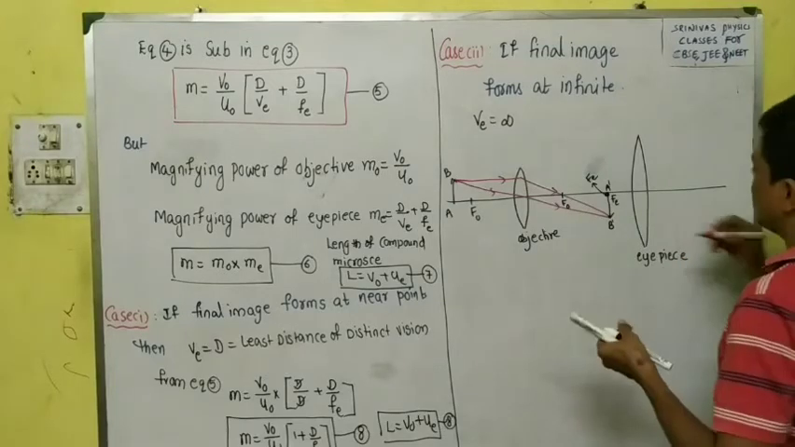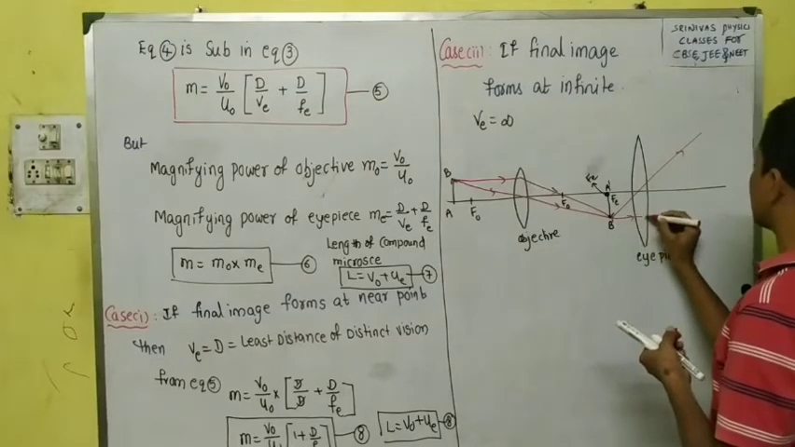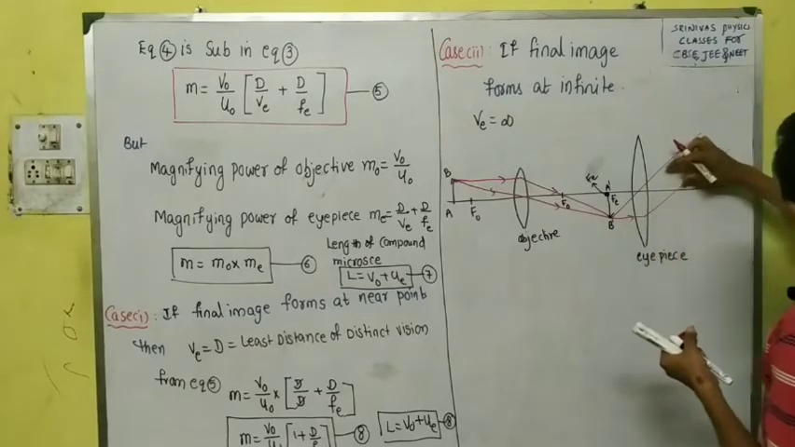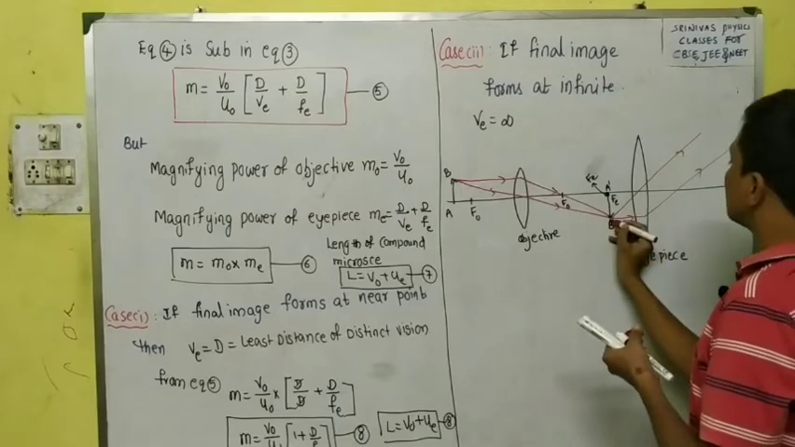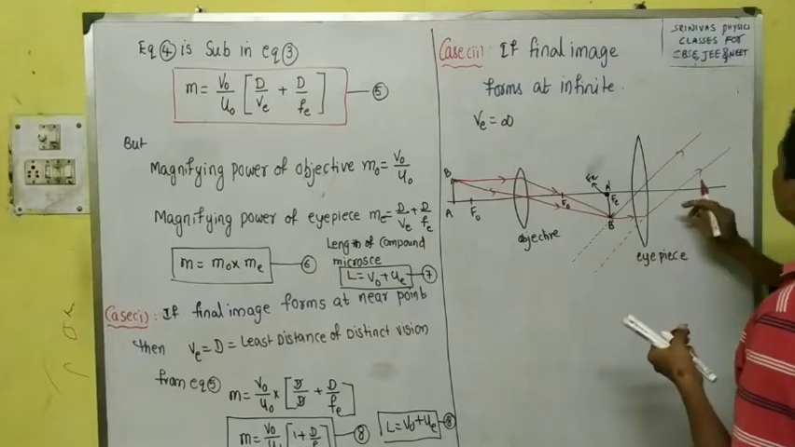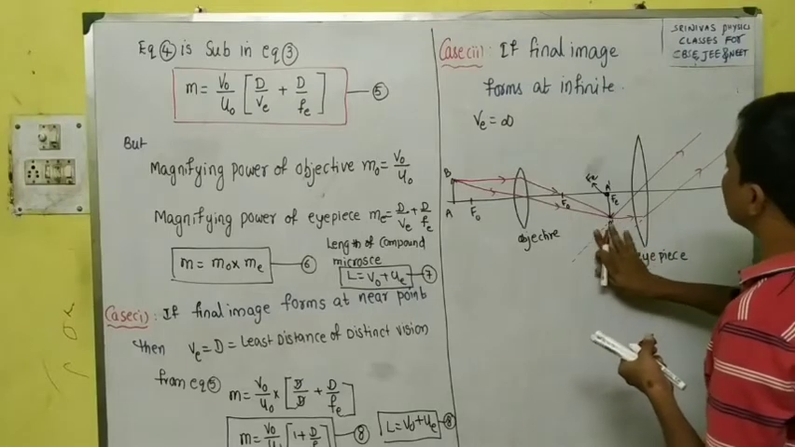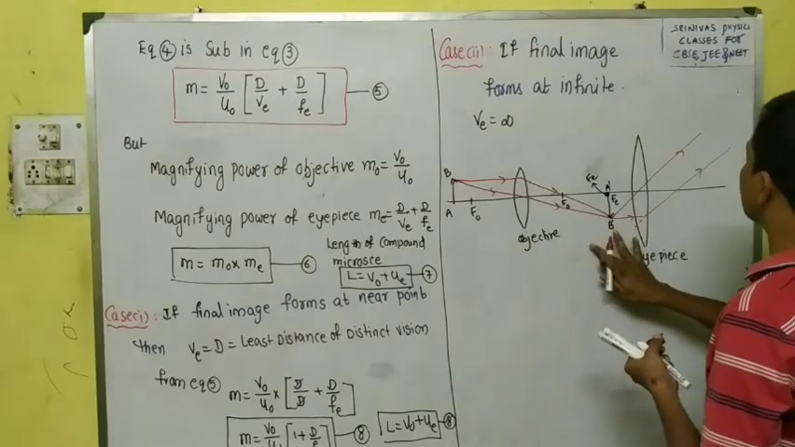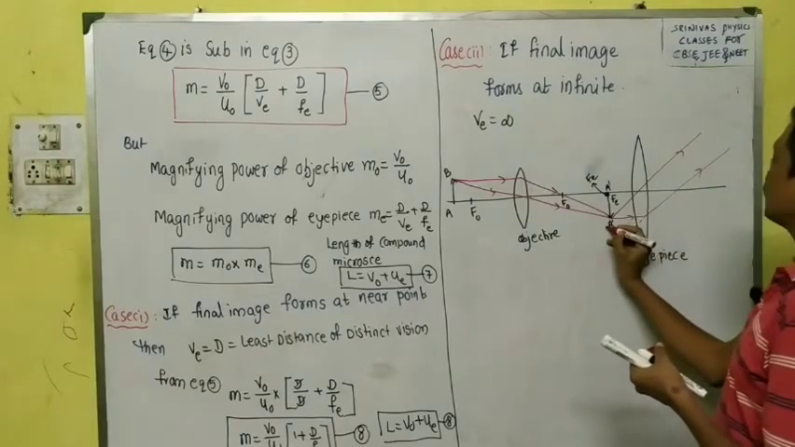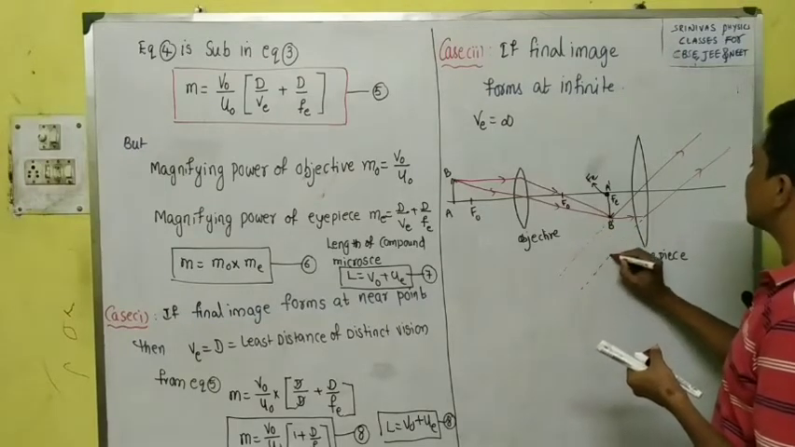Then we take one light ray like this and another light ray parallel. They will go like this. On the right side they are parallel to each other, so they cannot meet. Even on the left side, if you do the extension, they cannot meet here. Then they will go up to infinite distance. That means the final image forms at infinity, because they are going up to infinite distance.